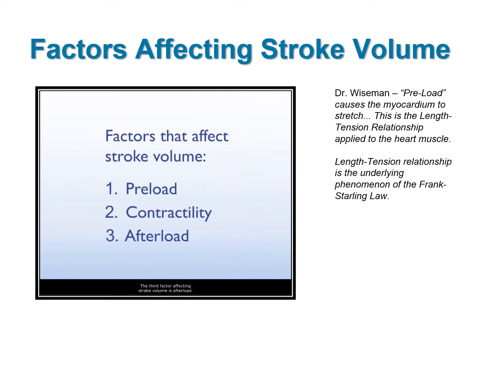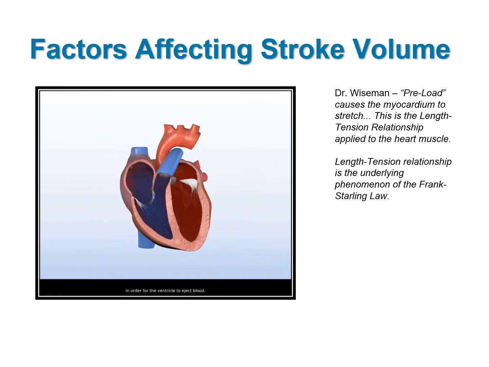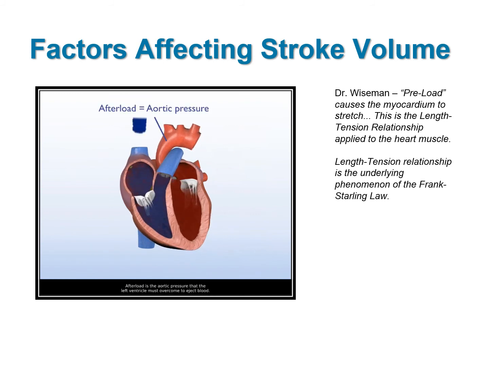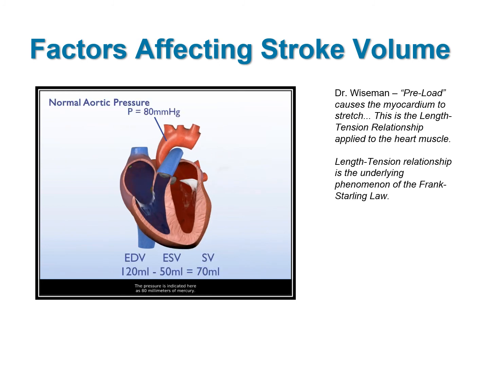The third factor affecting stroke volume is afterload. In order for the ventricle to eject blood, it has to generate enough pressure to open the semilunar valve. Afterload is the aortic pressure that the left ventricle must overcome to eject blood. The pressure is indicated here as 80 millimeters of mercury.